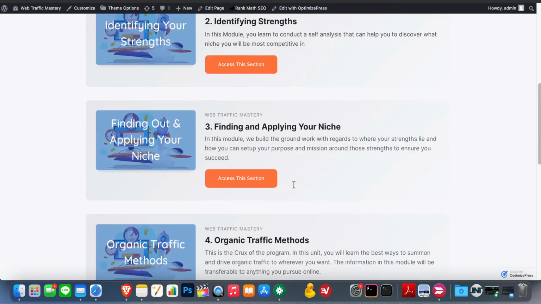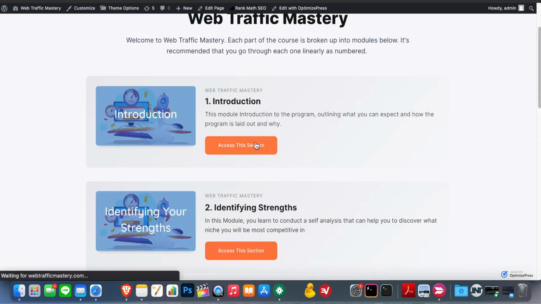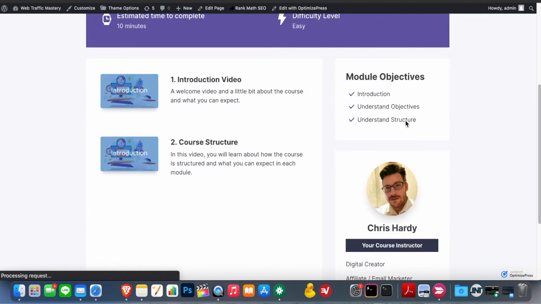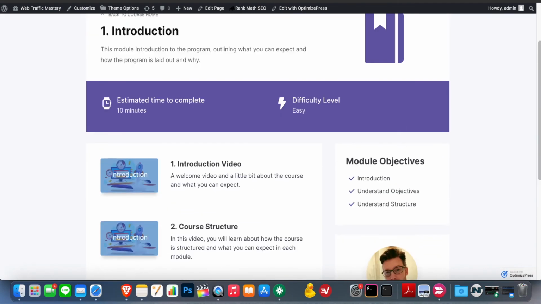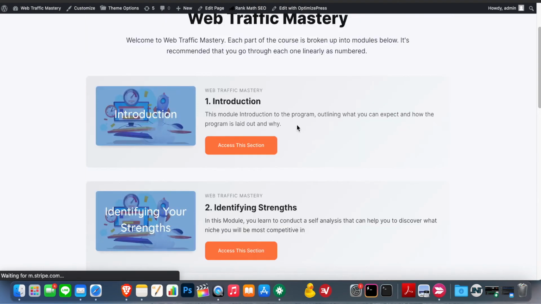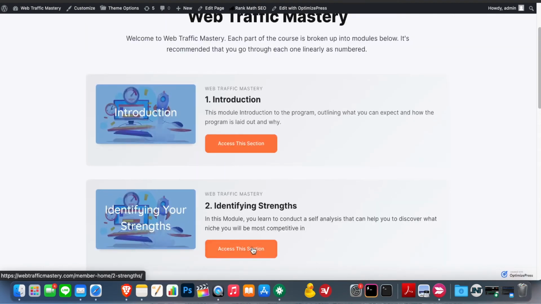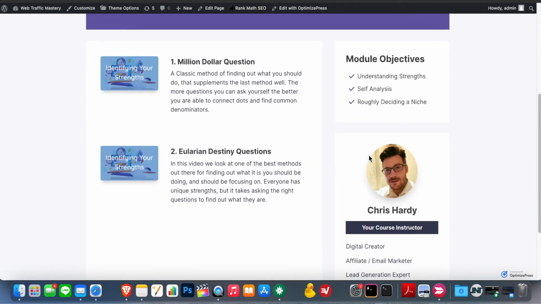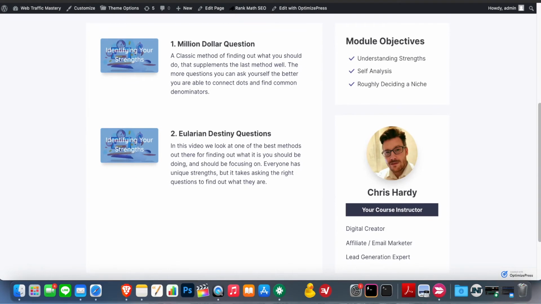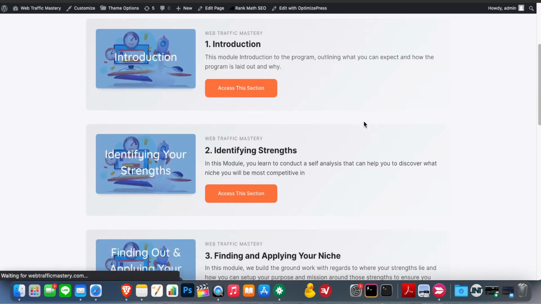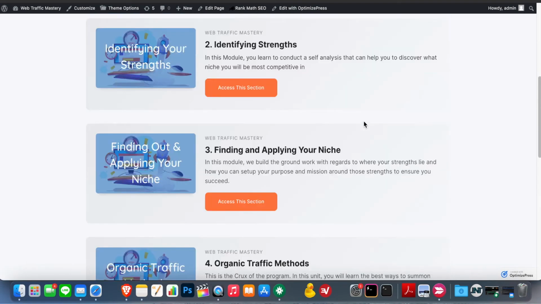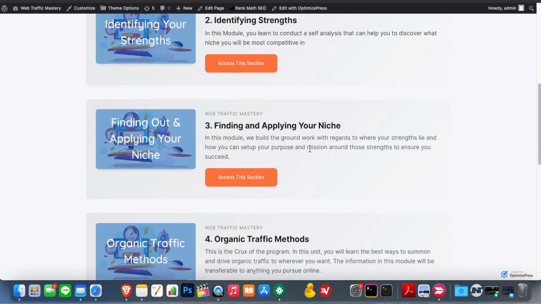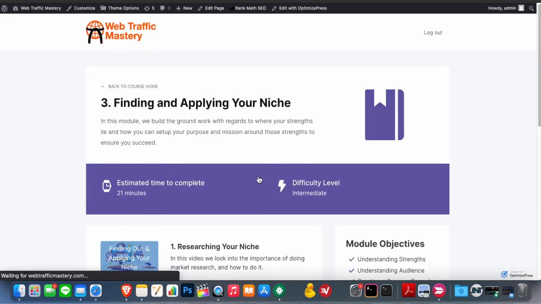If we click inside, this is how it's set up. Introduction, basically the course structure, taking you through what will be covered and what you need to understand. Then the identifying strengths module. We have different ways to identify your strengths, the best ways. A lot of people don't know how to ask themselves the right questions, so I've covered multiple ways in there so you can connect the dots and figure out what you should actually be doing for a business, no matter what it is.